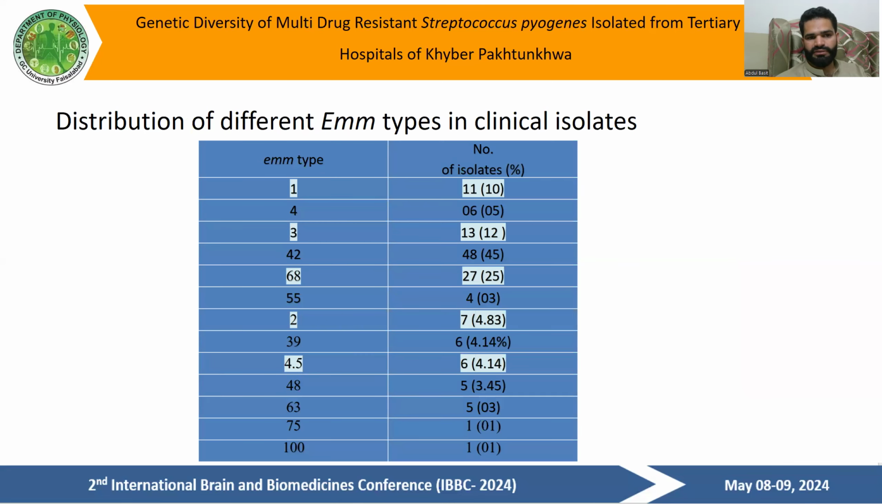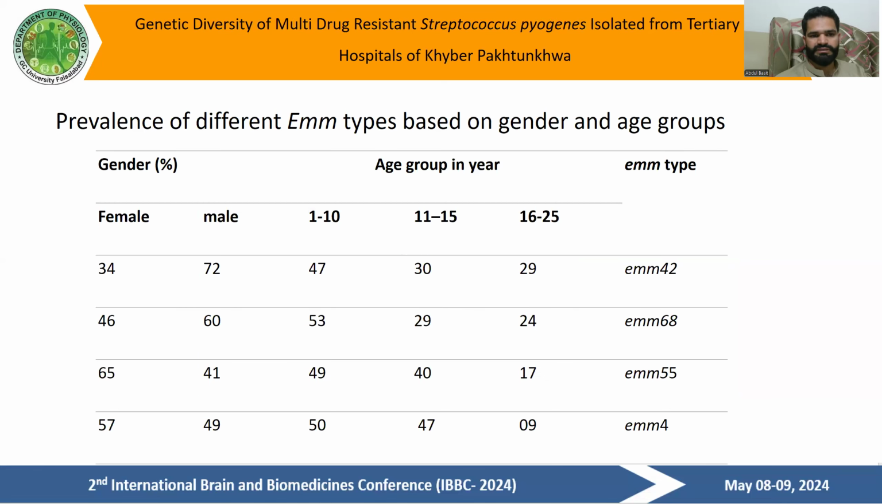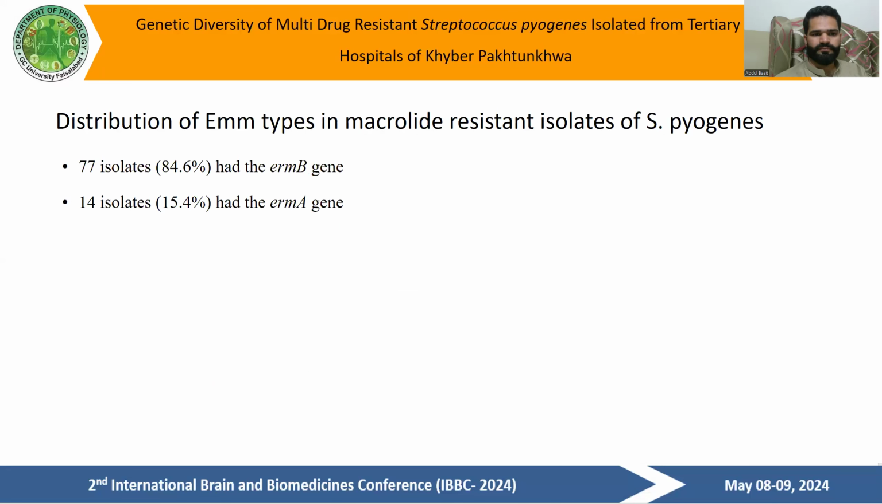This is the distribution of different M-types in clinical isolates. As we can see, the highest number of isolates showed M-type 42, followed by 27 samples which showed M-type 68. Prevalence of M-type based on gender and age groups: the maximum number of M-types were present in males, and in the age groups, the maximum number were present in the 1 to 10 age group.